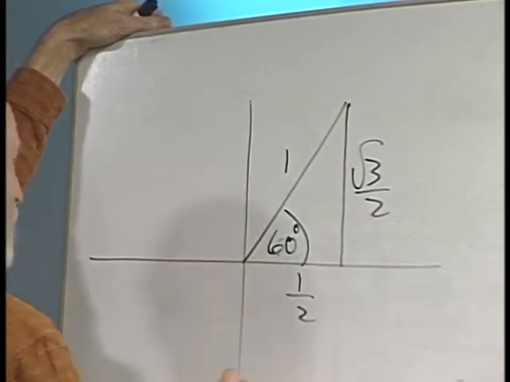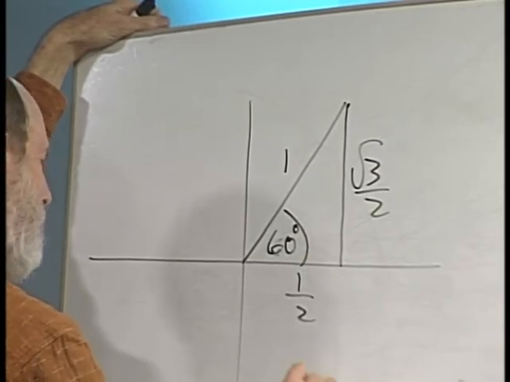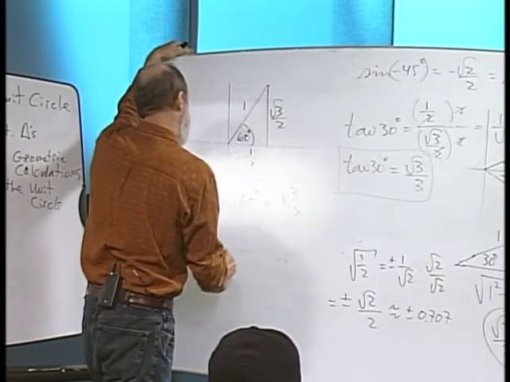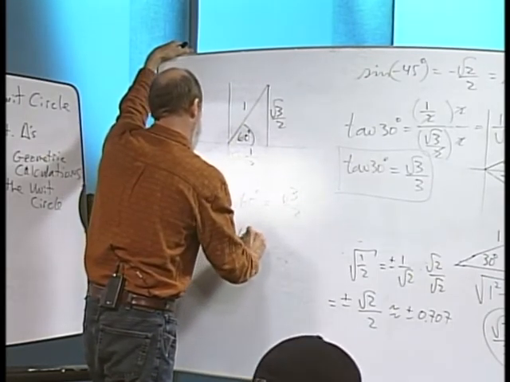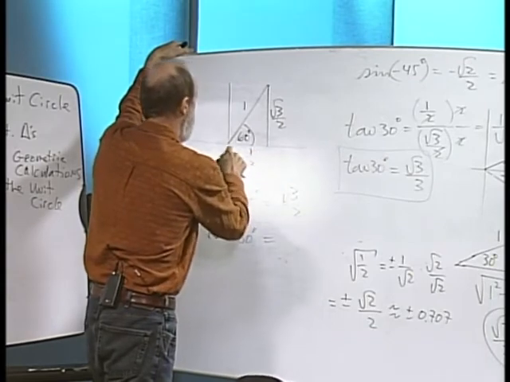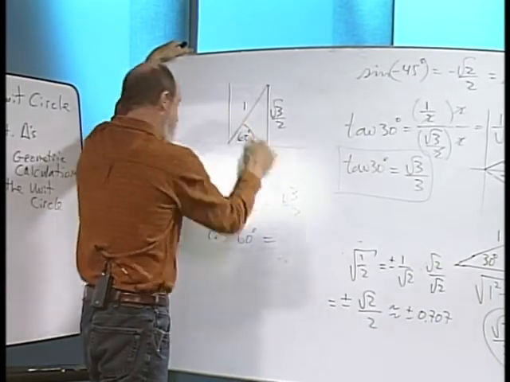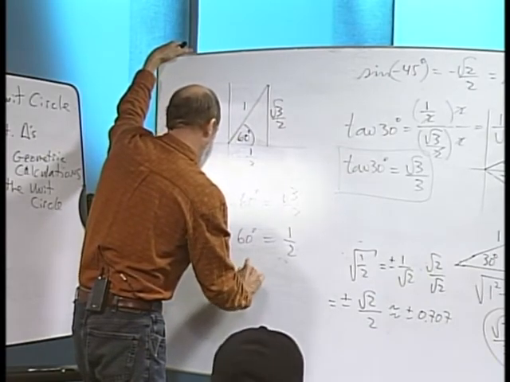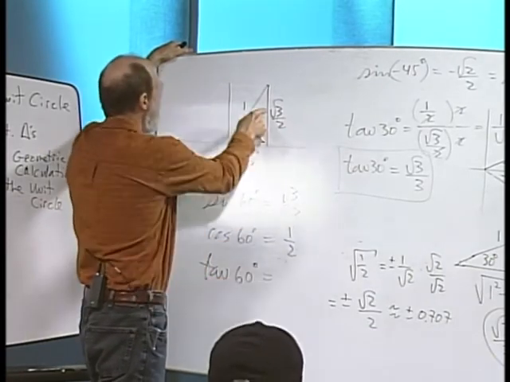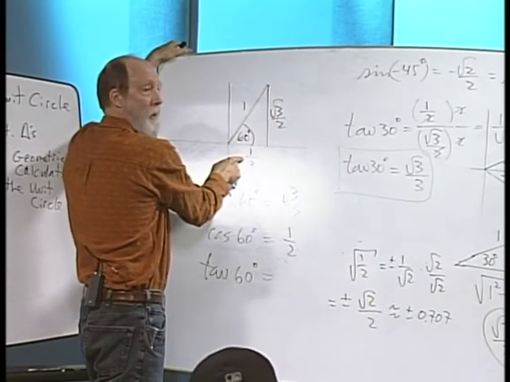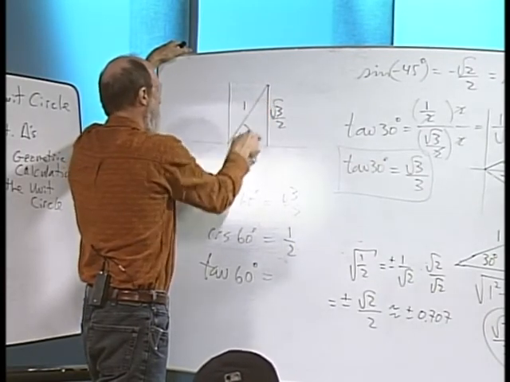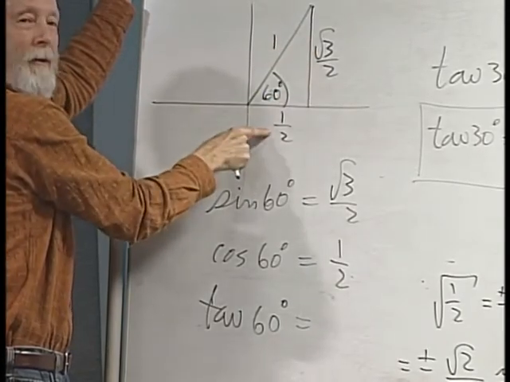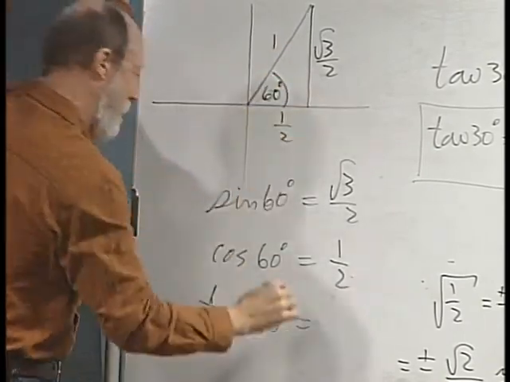So what's the sine of 60 degrees? Square root of 3 over 2. The cosine is the adjacent side over the hypotenuse, 1/2. And the tangent of 60 degrees, opposite over adjacent. And what reduces out? This divided by this. The 2 reduces out, and you're left with square root of 3.